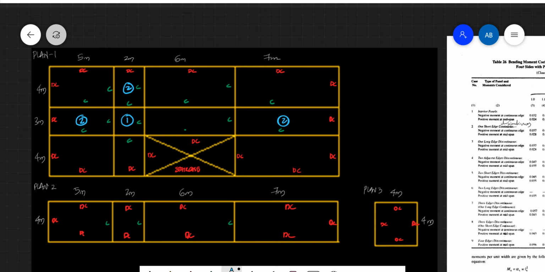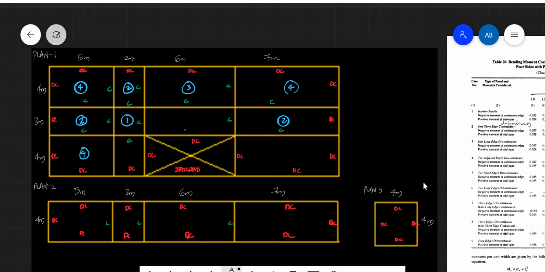One longer edge discontinuous means this is one longer edge discontinuous. Is there any other? There is no other, there is only one case. Here the longer edge is discontinuous and the other 3 edges are continuous. Next one, 2 adjacent edges discontinuous. This is 2 adjacent edges discontinuous, this one too, and this one also.